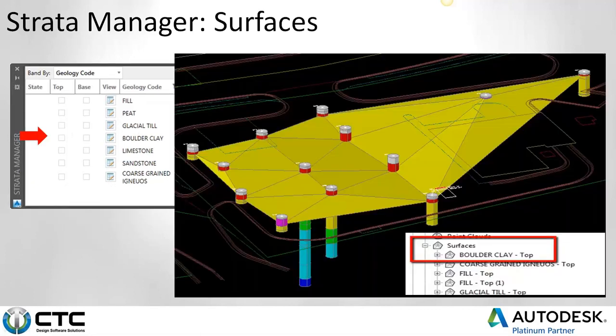When I click on boulder clay, I had the wrong screen cap in here, so I just showed an arrow. When I click on top of boulder clay, it will generate a surface for me off of the top of boulder clay, all the shots, and then it will build a surface in my prospector called boulder clay top. So I'm able to see everything that I want in terms of the surfaces. If I unclick it, the surface goes away. If I click it back, it comes back.